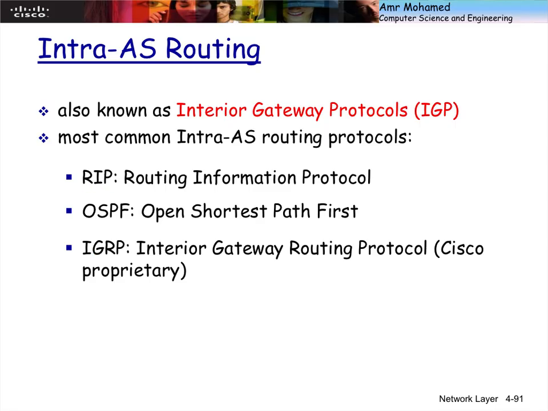RIP and EIGRP are examples of what type? RIP and EIGRP or IGRP are examples of distance vector routing protocols. And OSPF uses link state. So OSPF has to go through the link state database, and we have to apply the algorithm and everything. But RIP and EIGRP use Bellman-Ford.